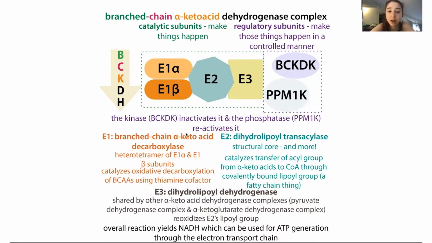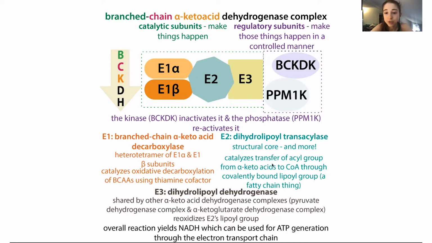It's going to catalyze the oxidative decarboxylation using a thiamine cofactor. When you have that decarboxylation, the alpha keto acid is going to be temporarily held by the enzyme, and then it's going to be passed off to the coenzyme A, and that transfer is going to be catalyzed by E2, which is the dihydrolipoyl transacylase. And this is also going to help give it the structure.